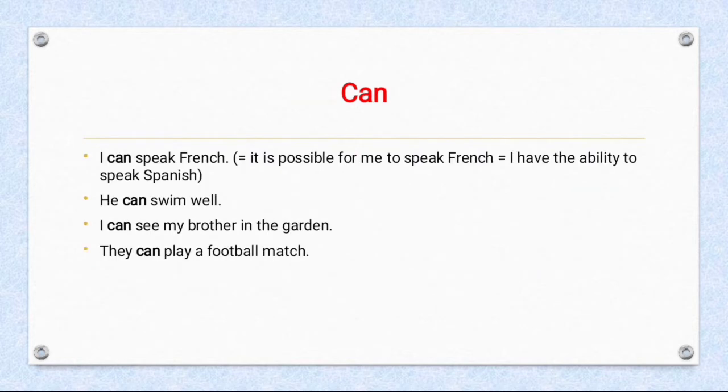First one, I can speak French. I can speak Spanish. Now it's possible for me to speak French, means it's my ability to speak French or Spanish, means I have the ability to speak Spanish or French. He can swim well. Again, it's ability that he can swim well. I can see my brother in the garden. They can play a football match.